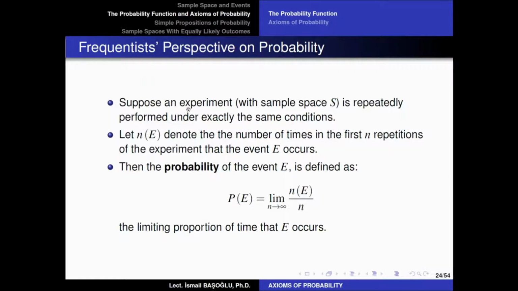Therefore, we consider that this is a random experiment, and we are repeating these random experiments under exactly the same conditions. Okay, so let's give the simplest of the examples. Imagine the toss of a die. You are tossing a die repeatedly under exactly the same conditions. Basically, you have a board and you are throwing or tossing this die over that board.